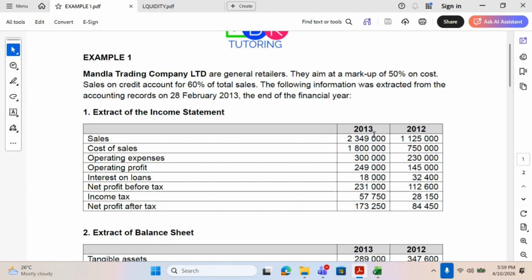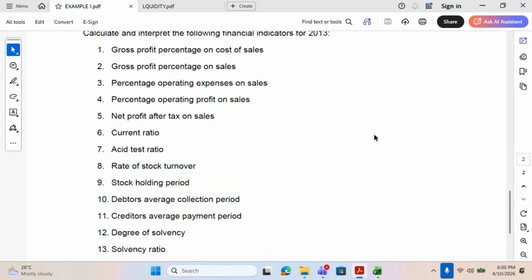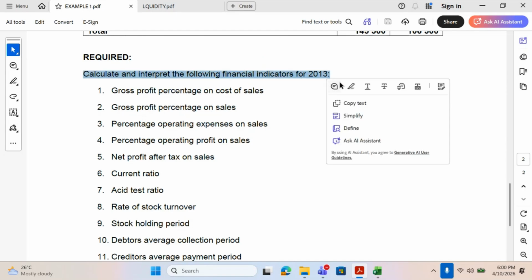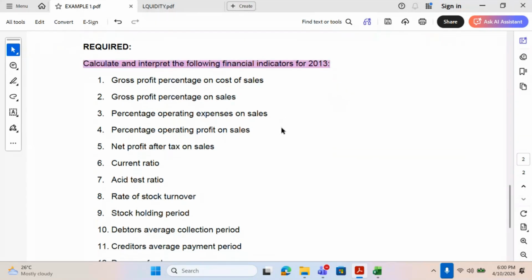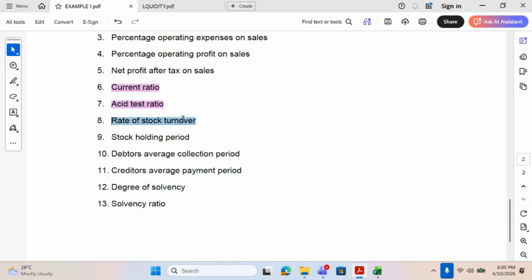So what was required here, there's a lot of ratios that they wanted us to calculate here. They were saying calculate and interpret the following financial indicators. But for me, I didn't want to focus on these profitability ratios more. The ratios that I wanted to focus on were the current ratio, acid test ratio, those of liquidity, rate of stock turnover. This is a stock turnover rate. Then we have stock holding period.